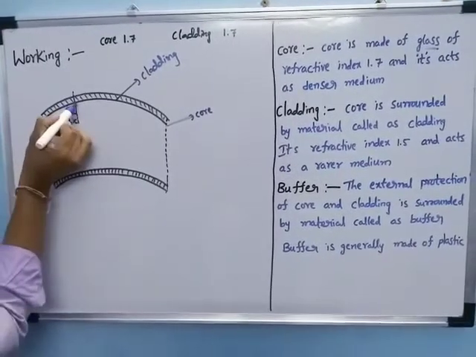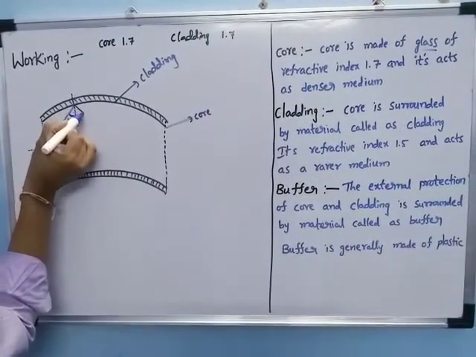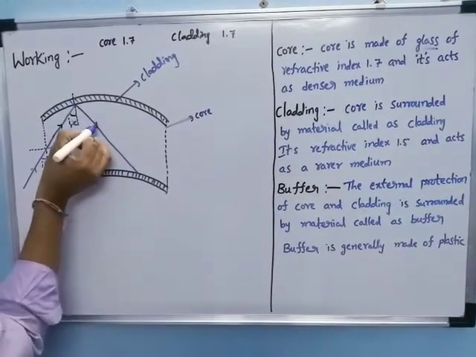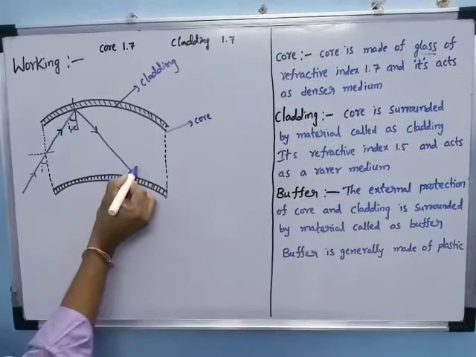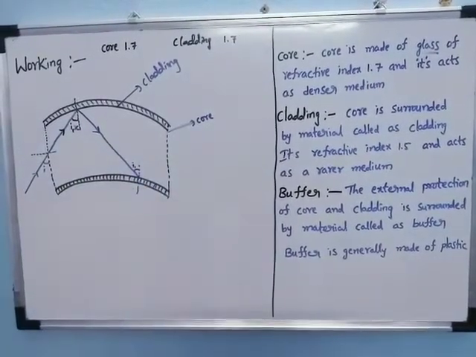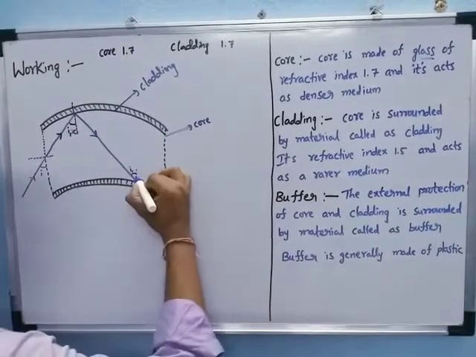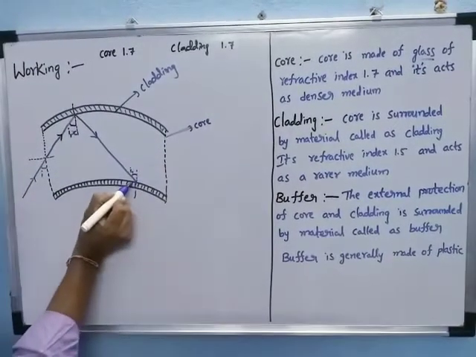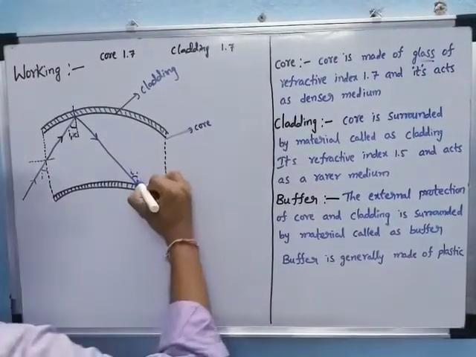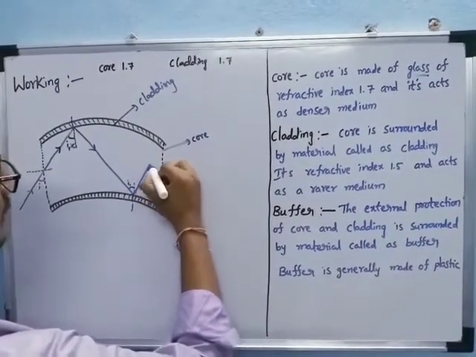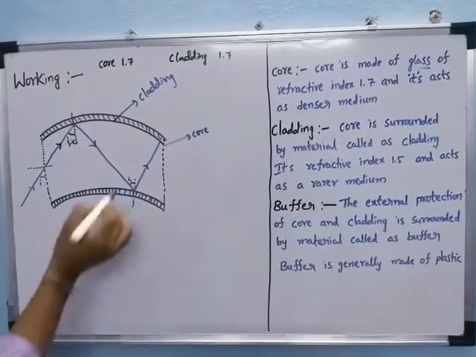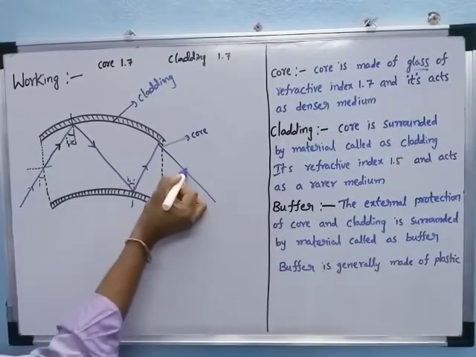Then the light is reflected into the same medium and meets at another point. Now this is the normal. This angle of incidence is considered i1, and the light is again reflected because the angle of incidence is again greater than the critical angle. And it finally moves out of the optical fiber.